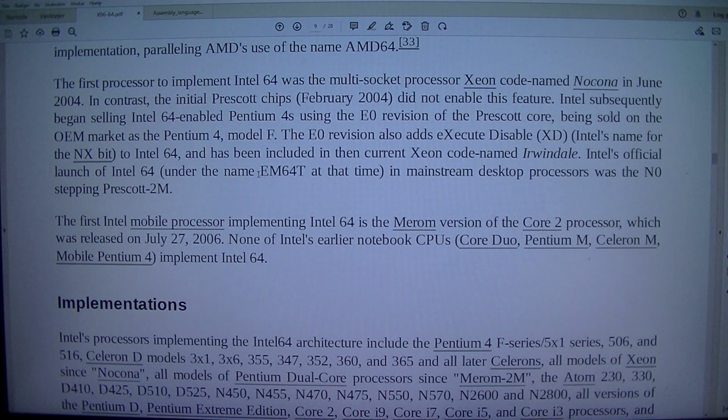current Xeon codenamed Irwindale. Intel's official launch of Intel 64, under the name EM64T at that time, in mainstream desktop processors was the N0 stepping Prescott 2M. The first Intel mobile processor implementing Intel 64 is the Merom version of the Core 2 processor, which was released on the 27th of July 2006. None of Intel's earlier notebook CPUs, Core Duo, Pentium M, Celeron M, Mobile Pentium 4, implement Intel 64.